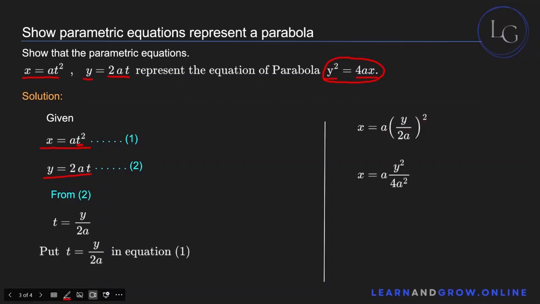Now further simplify it, and basically now just cancel out this a with one of the a's over here, right? So just this 2 becomes 1, so that becomes y squared over 4a. And now you take this 4a to the left hand side and multiply it with x. So y squared is equal to 4ax. We've proven that y squared is equal to 4ax, and that is the equation of the parabola.